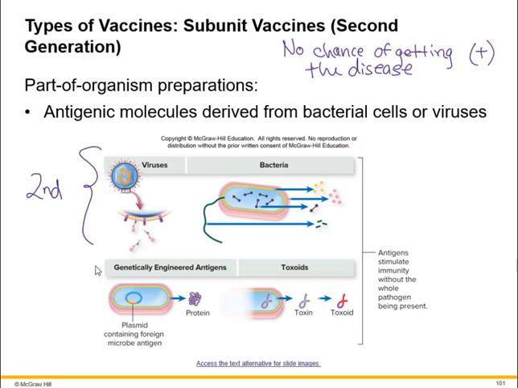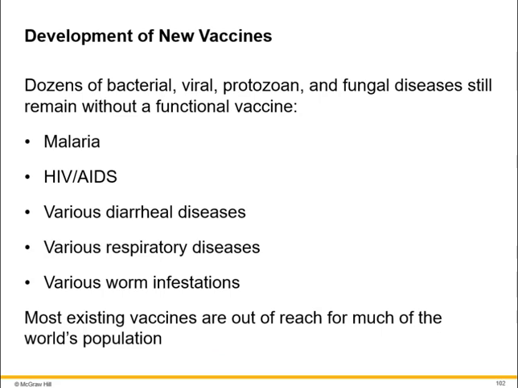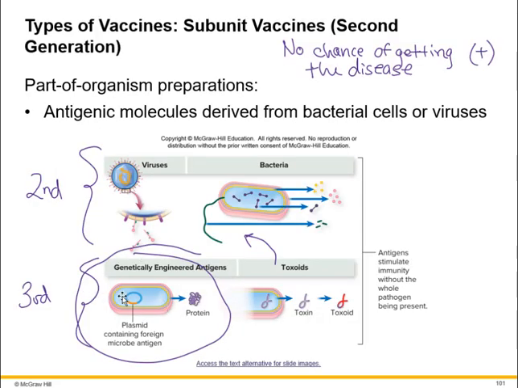And then genetically engineered, that would be a third generation in my estimation. So toxoid preparations would still be kind of the second generation, but genetically engineered, that would be a third generation. And so how we make those is going to make the difference between a second and third generation. But genetically engineered, we're going to call that third generation.